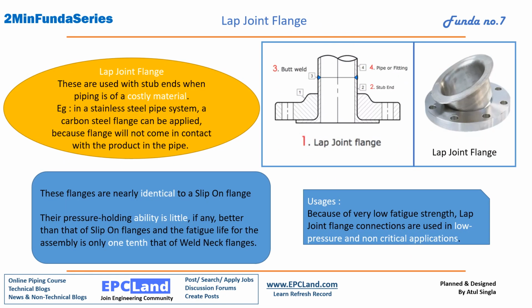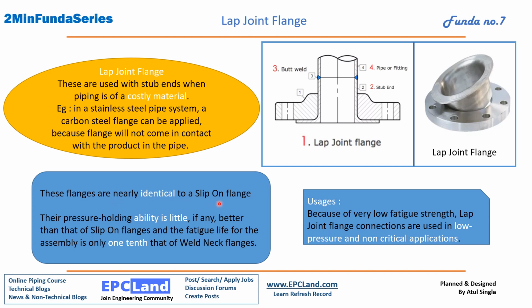Lap joint flanges. Lap joint flanges are a very unique and useful thing which we use in piping systems where the piping is of costly material. For example, in stainless steel piping, a carbon steel flange can be used. Why can we use it in this system? Because the flange will never come in contact with the product in the pipe. If you see here, this is the pipe and this is the lap flange. The fluid flowing inside will never come in contact with the flange. This is the commonly seen lap joint flange in the piping industry.